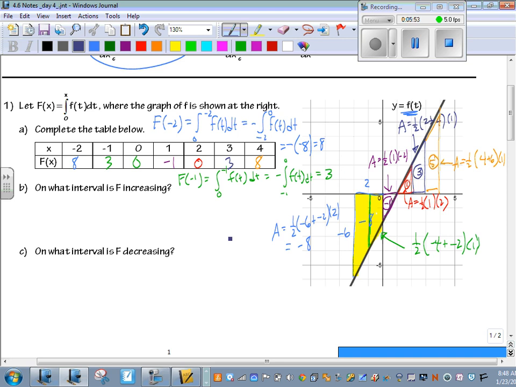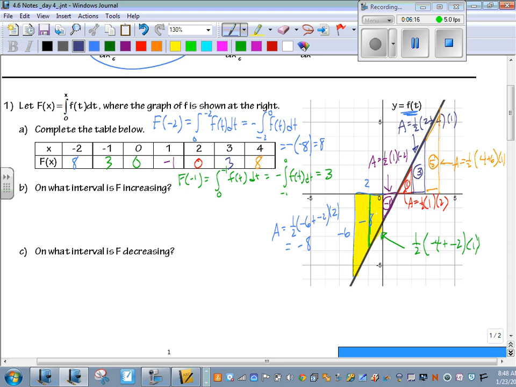Kind of the same idea with this last one. We know the area from 0 to 3 is 3. We figured all that out. I'm just finding the area of this little trapezoid and adding it on to 3. Gives us an area of 8. Again, another approach, find the area of this triangle is -1. Area of this triangle would be 9. So 9 plus -1 gives us 8.